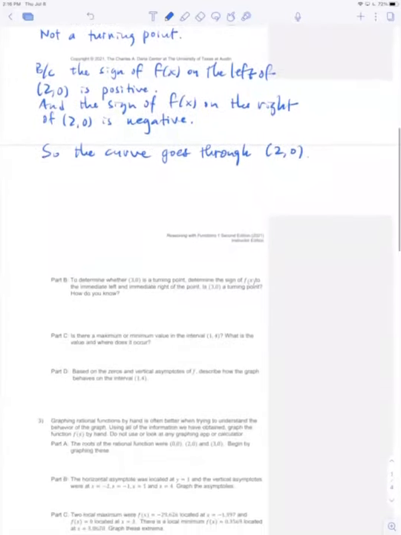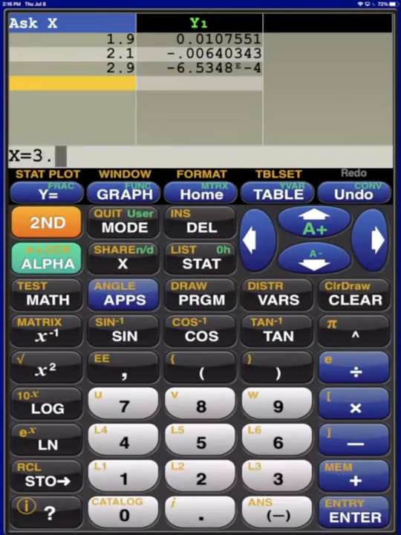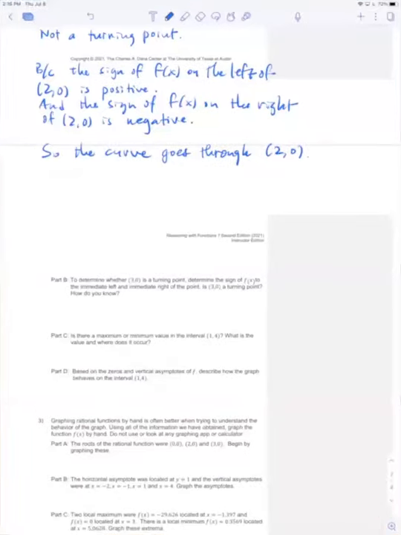Part B says to determine whether 3, 0 is a turning point, determine the sign of f to the immediate left and immediate right of the point, and we're going to do the same thing. So I'm going to go back to the calculator. We're working with 3, so let's try 2.9, and we have a negative output, and then 3.1 is just to the right of that point, and we have another negative output. So that tells us that this is a turning point. So part B would be yes. It is a turning point.